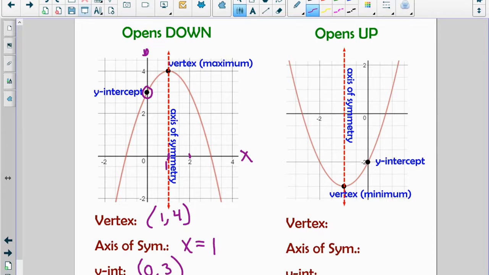So for the next one, I would encourage you to actually try this. Identify the coordinates of the vertex, give the equation for the axis of symmetry, and then also the y-intercept as an ordered pair. So please pause the video, and when you're ready, continue.